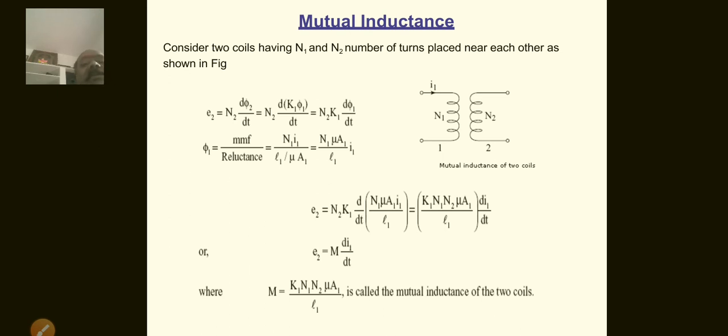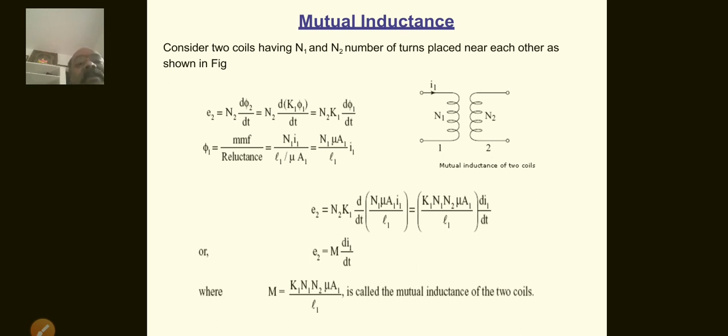You rewrite that as N1 mu A1 by L1 into I1. So E2 is equal to, again rewriting the equation, N2 K1 d by dt of, instead of phi, you may apply this N1 mu A1 by L1 into I1. So instead of d phi by dt, d by dt of N1 mu A1 I1 by L1. Again you rewrite the equation: K1 N1 into mu A by L1, whole into di1 by dt.